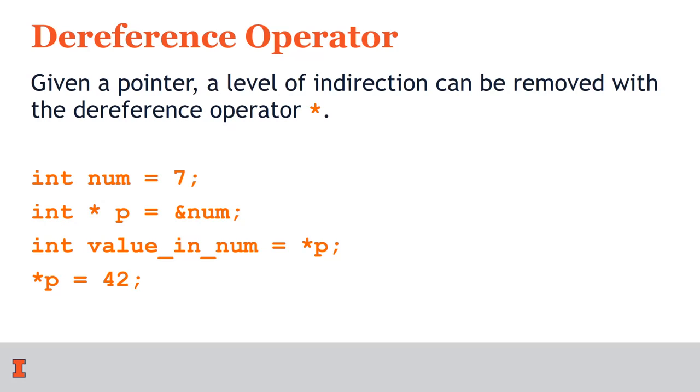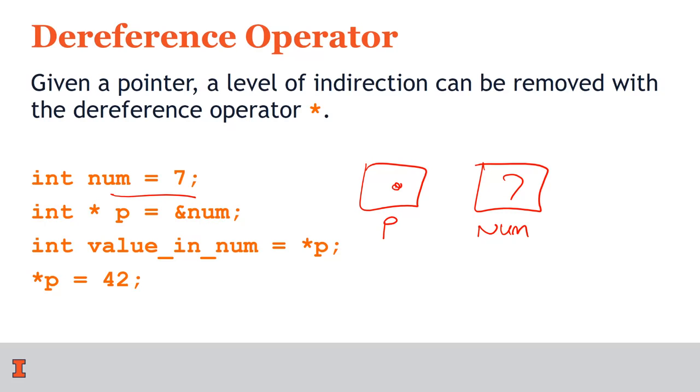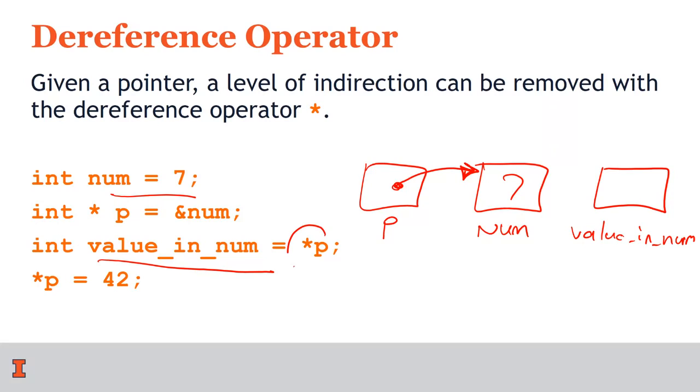So looking at a quick sample code before we look at a full program, here we have integer num 7. So we have a piece of memory whose name is num. It has the value of 7. Then we have the variable p, which is a whole other chunk of memory. It is a pointer, and it points to the address of num. The value in num is a third variable, and this value in num is going to take on the dereferenced value of p. So we're going to look at p, and once we see what p is pointing to, then we can go ahead and copy that value, 7, into value in num.